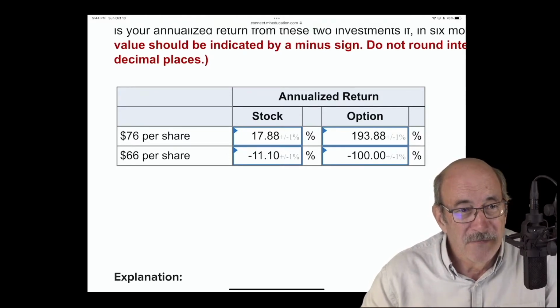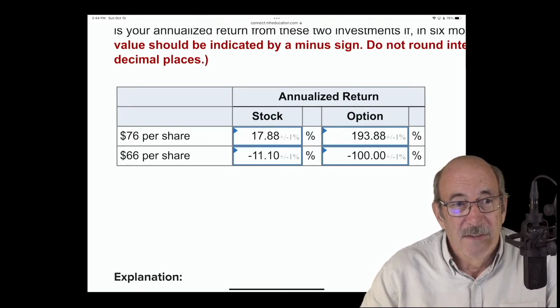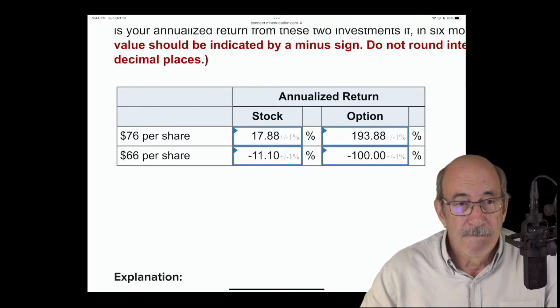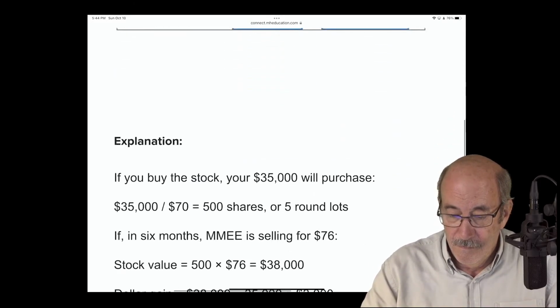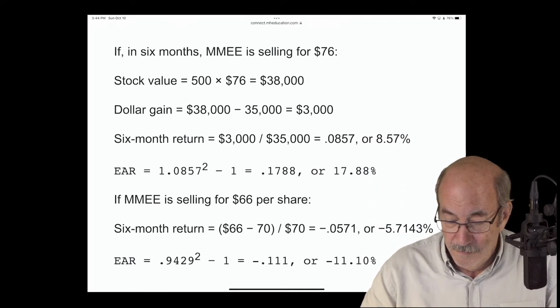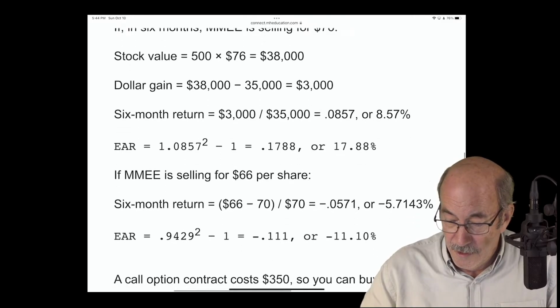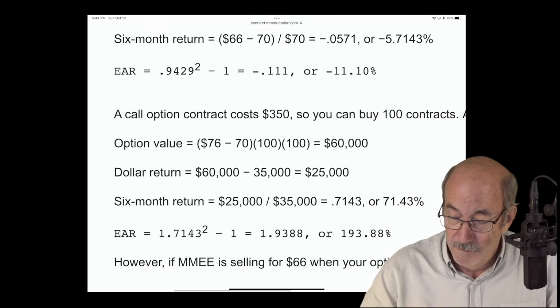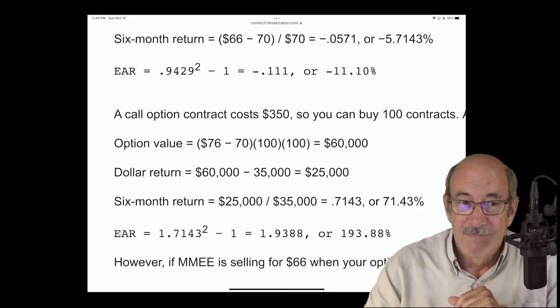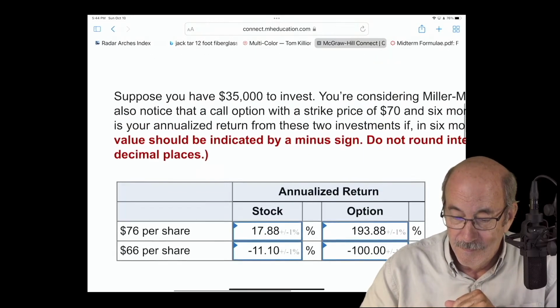Okay, go ahead, Nick. So I was more concerned with the $76 per share one, where the answer is 193.88. In getting that answer, I don't understand how the book shows the answer at the bottom. Why does it multiply by 100 twice? Oh. So it says the option value, it multiplies by 100 twice. When I was doing it myself, I had no idea why that was.